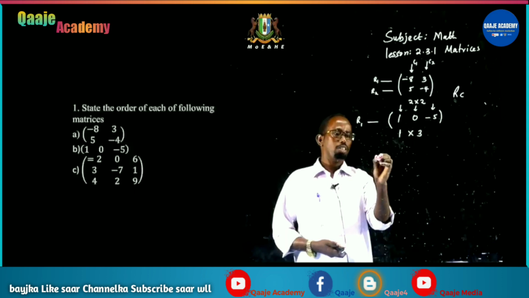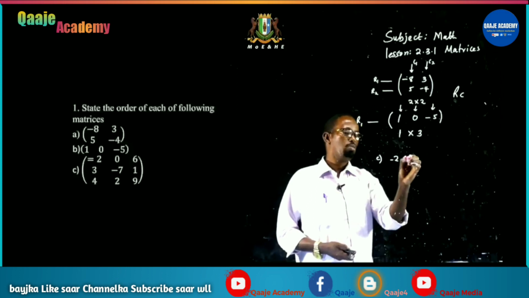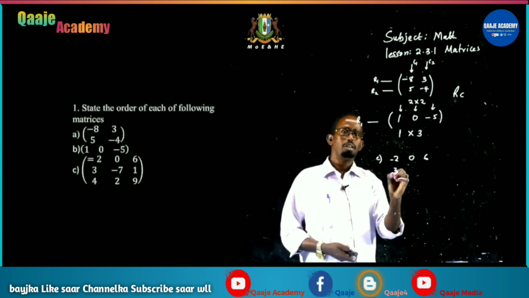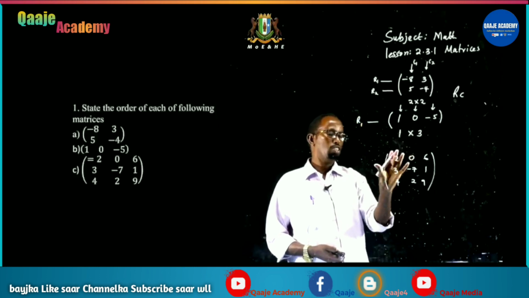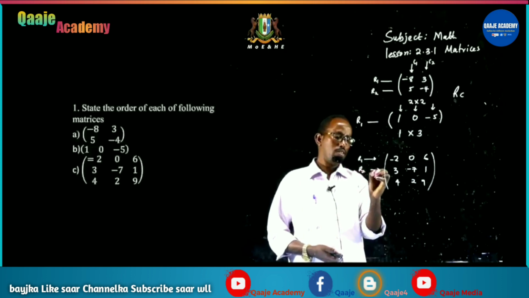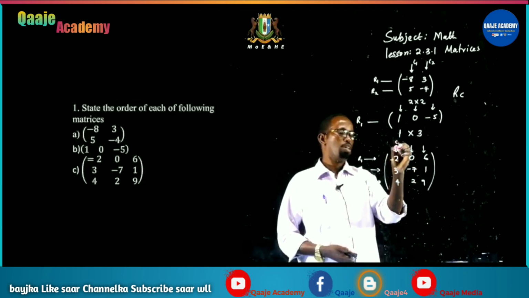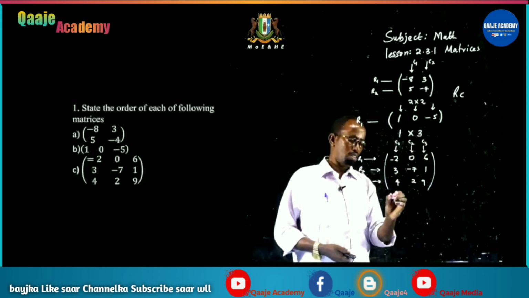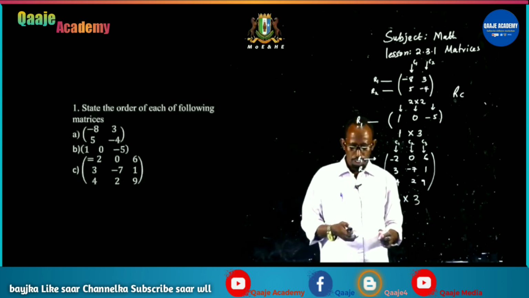The last example, C, is minus 2, 0, 6, 3, minus 7, 1, and 4, 2, 9. So the order of this one will be, we have R1, R2, and then R3. We have 3 rows, and then we also have 3 columns, C1, C2, C3. So the order of this one is a 3 by 3 matrix.